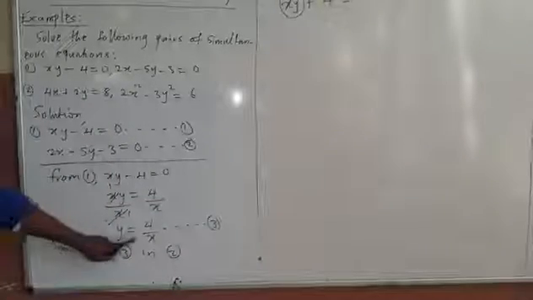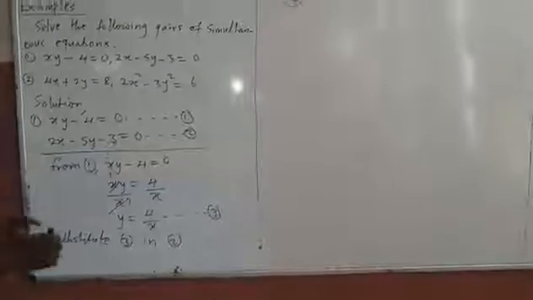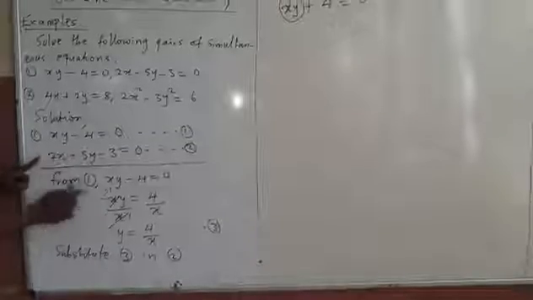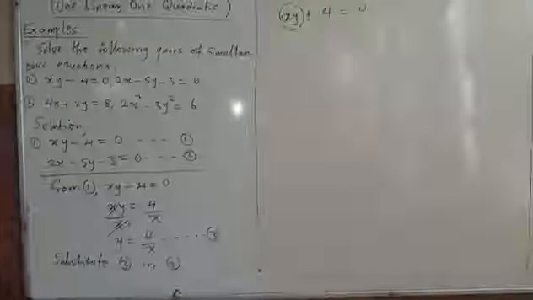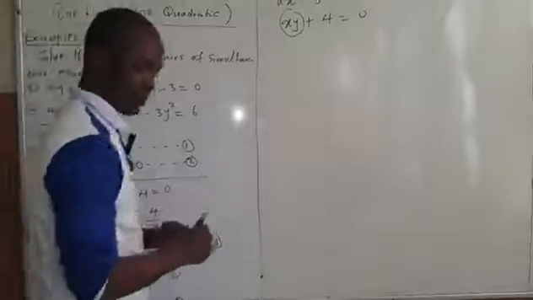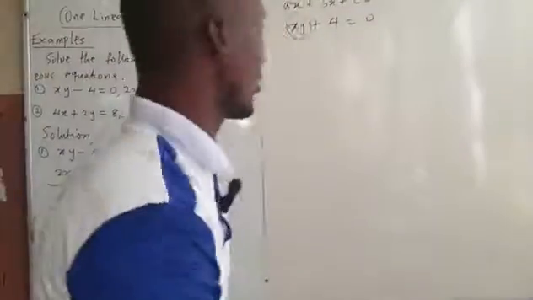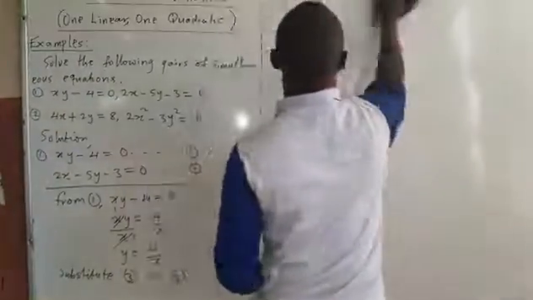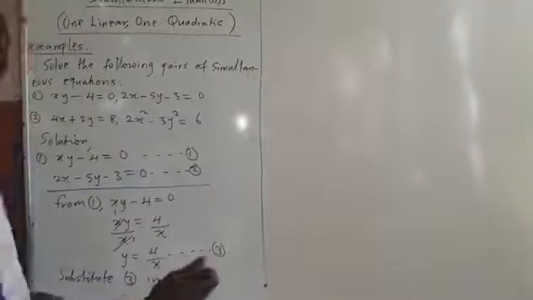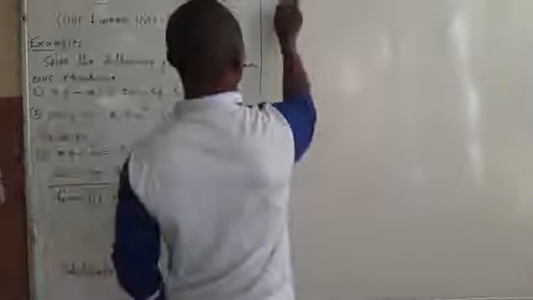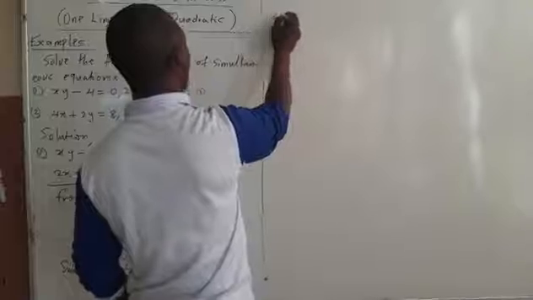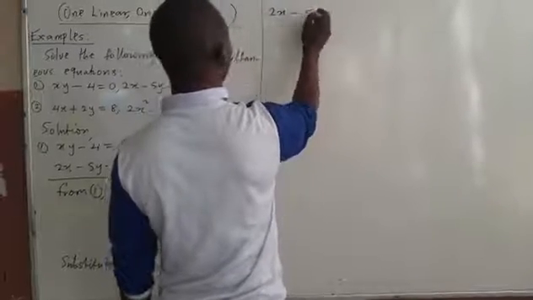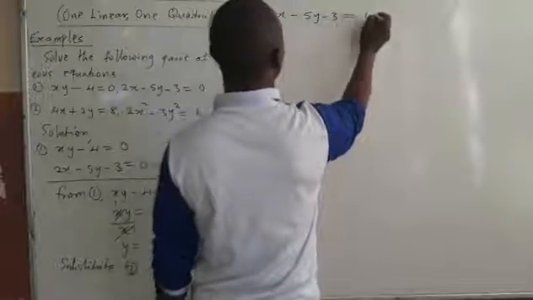Substitute equation 3 in equation 2. It means anywhere you see y in equation 2, you replace it with 4 over x. So we have equation 2 is 2x minus 5y minus 3 equals 0.